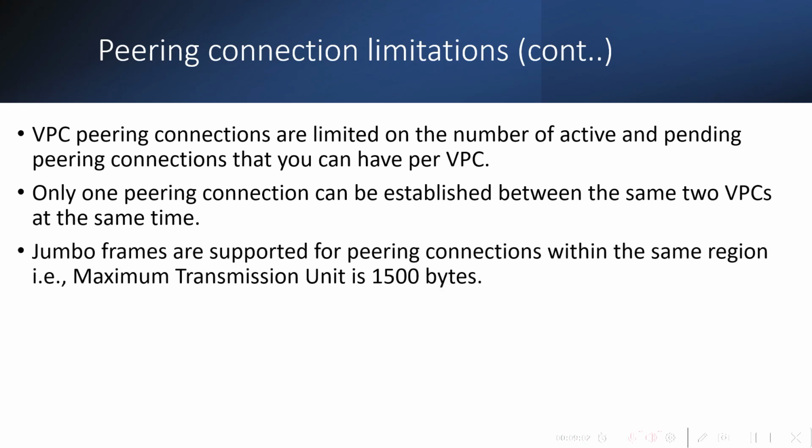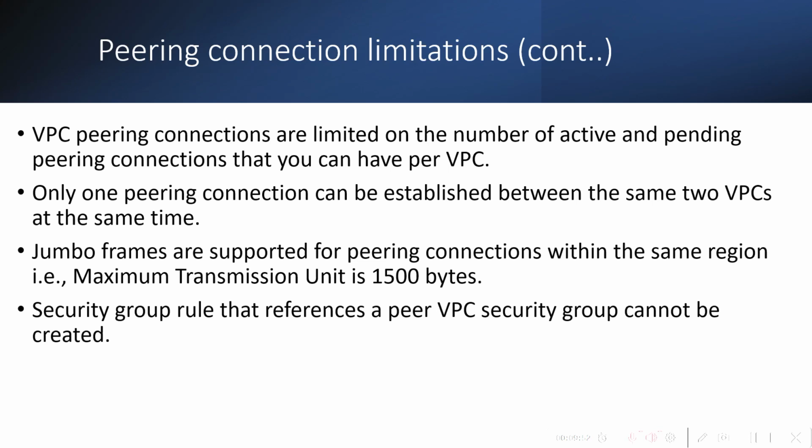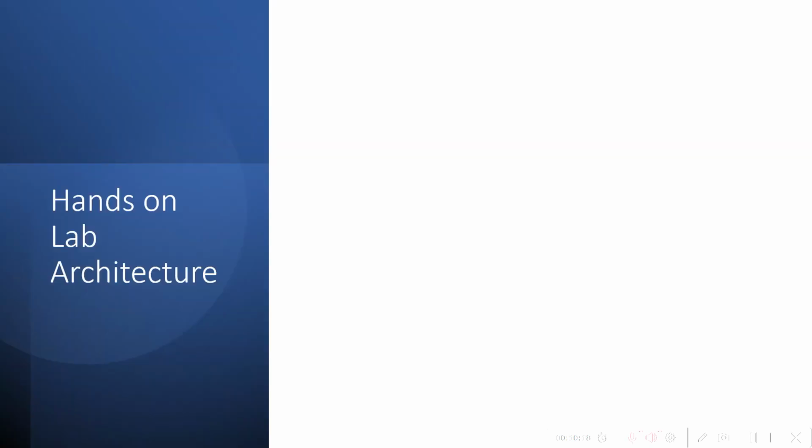Jumbo frames are supported only within the same region. That means the maximum transmission unit size is 1500 bytes. If I create a peering connection between VPC A and B, and I am adding a security group rule in one of the EC2 instances in VPC A, I cannot reference the security group of VPC B. So that is a limitation. This we will also see in our lab.